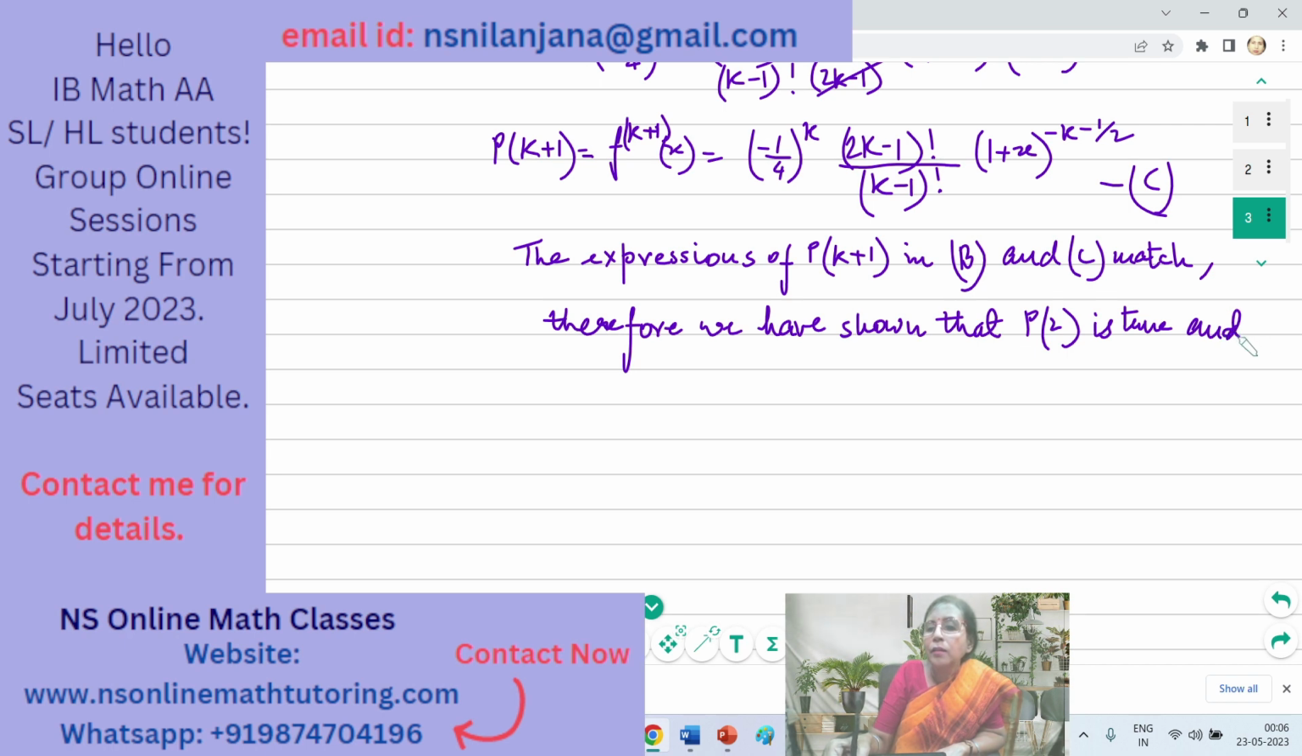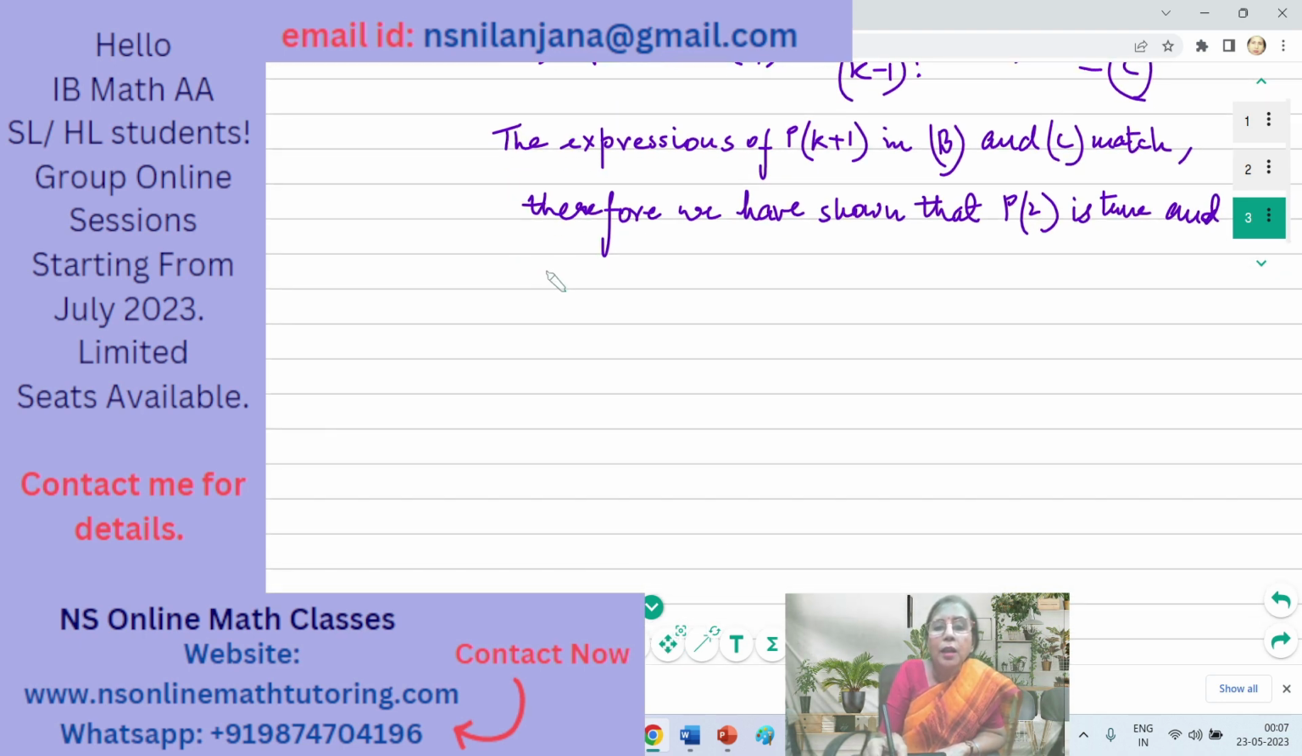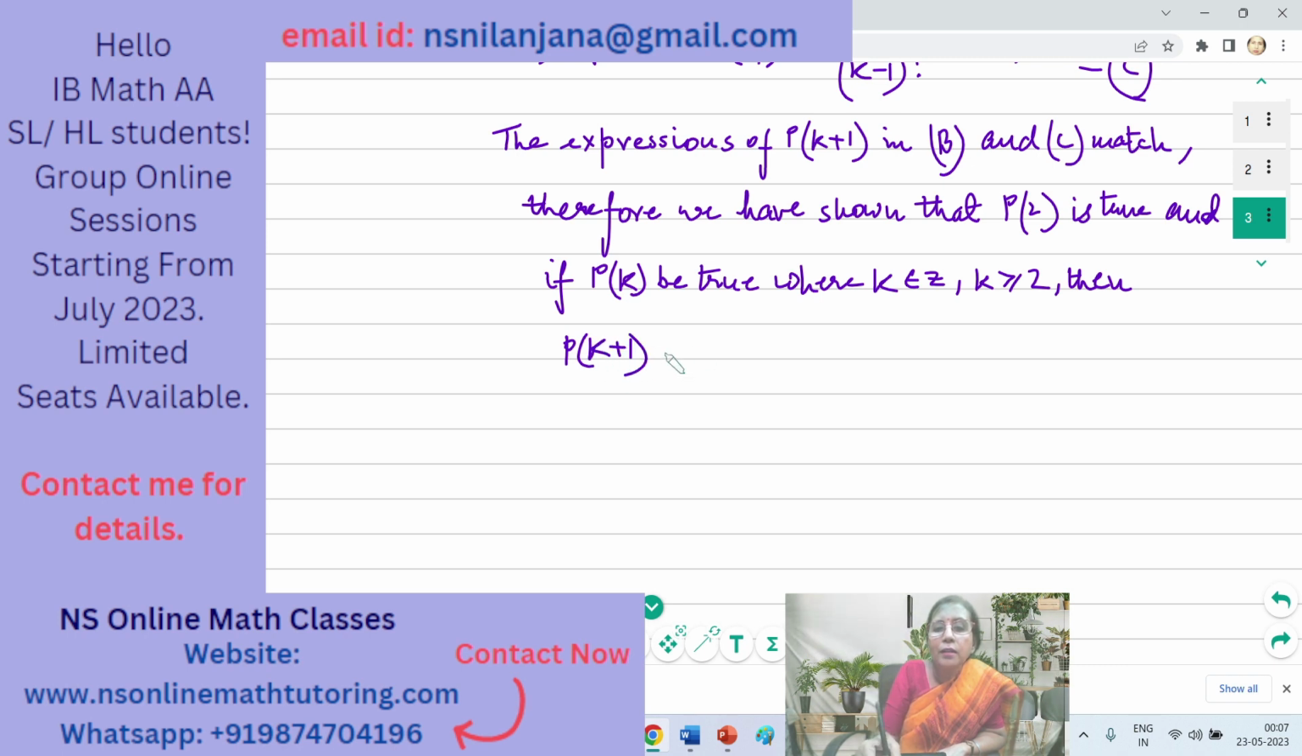and if P of k be true, where k belongs to the set of integers and k is greater than or equal to 2, then p of k plus 1 is also true. Okay?